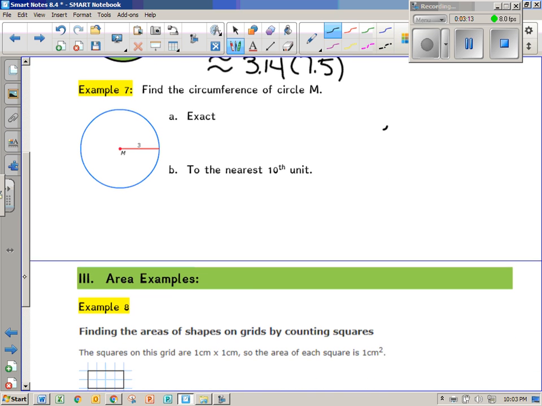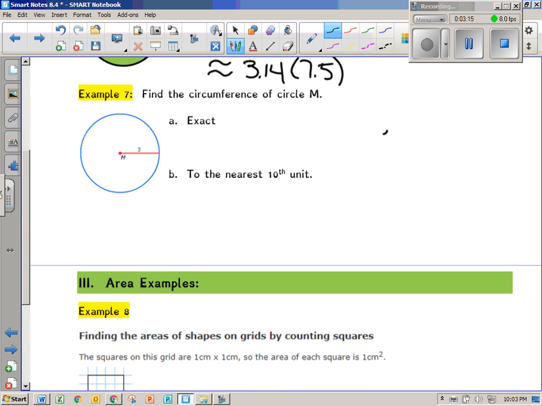So sometimes you want to get an exact answer for circumference, but when you do, that means you have to just leave pi as pi and not actually substitute 3.14. So it actually makes the problem a little bit easier. So in circle M over here, the radius is 3, so the diameter has to be double that, so the diameter is 6. And there's no units given here, so we'll just put the term units with our answer.